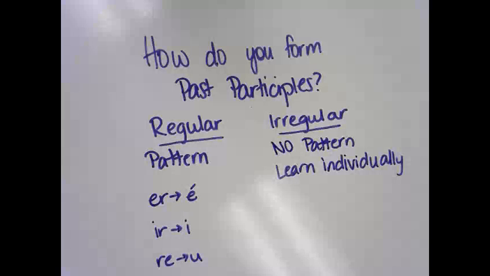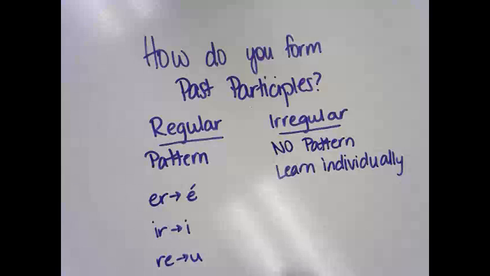So how do we actually form the past participles? If a past participle is a form of the verb, then we're going to take the infinitive. We have to change it somehow, and that's going to give us the past participle. But how do we do that? One thing to note is that the past participle is not a conjugation because it does not change depending on the subject. So the past participle stays the same. What changes is your helping verb.